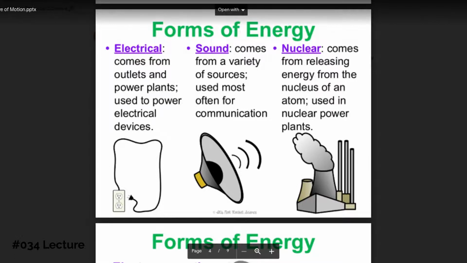And then nuclear energy, we actually have a power plant in Dothan that does nuclear energy, but the actual definition of nuclear is exactly what it sounds like. It's coming from the nucleus of an atom.